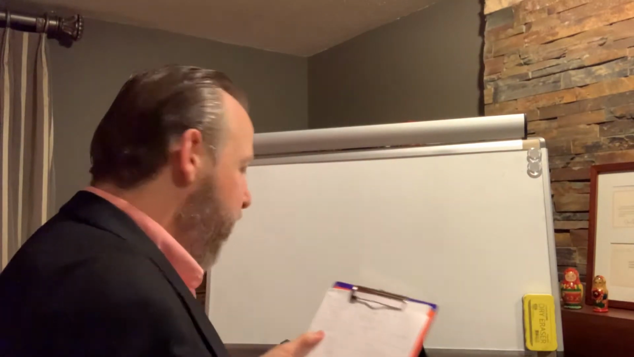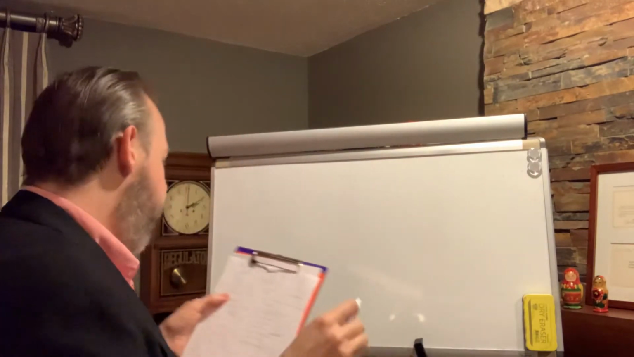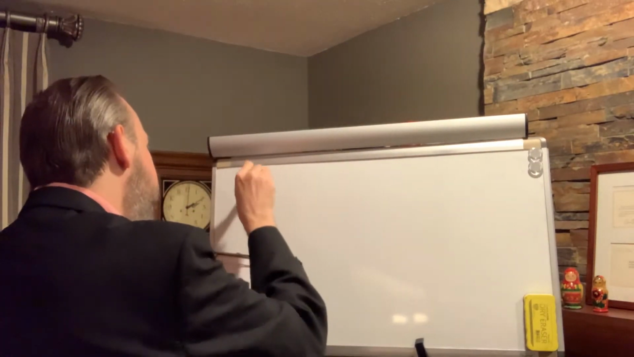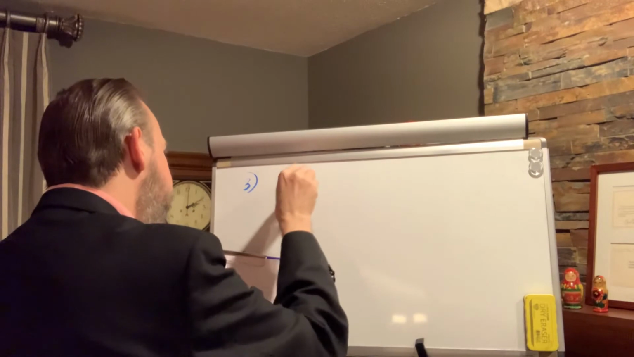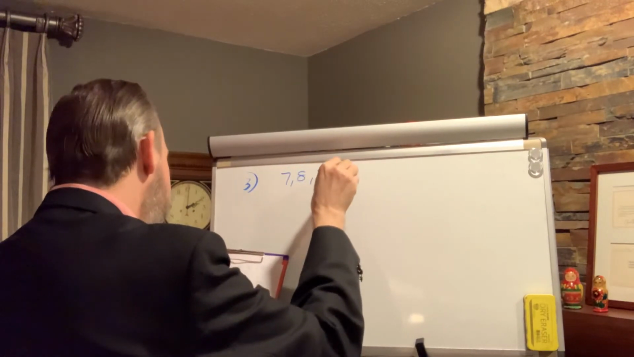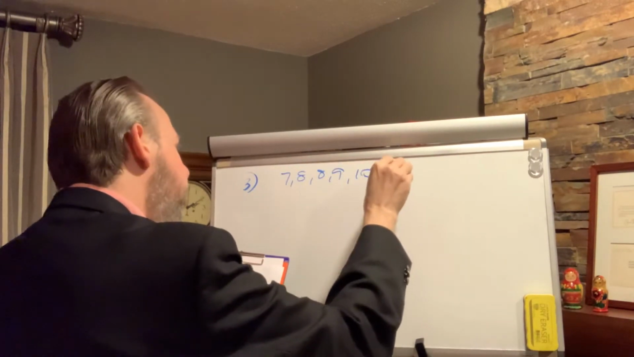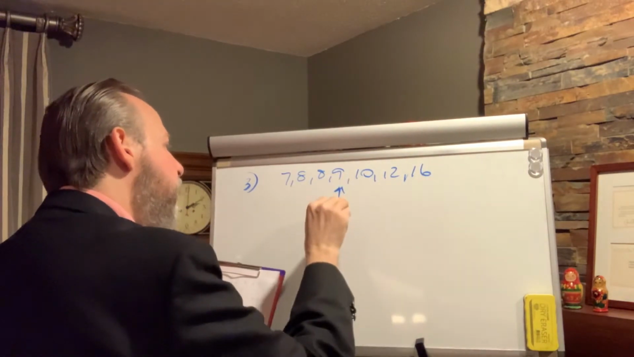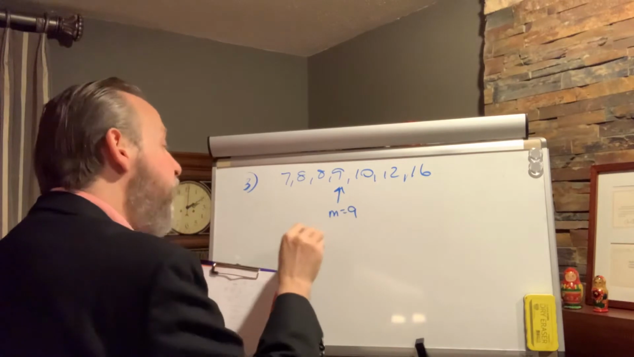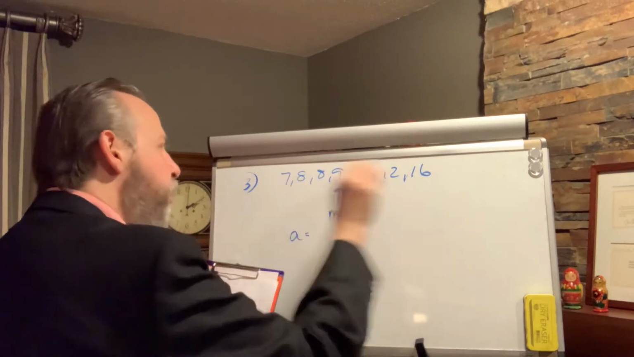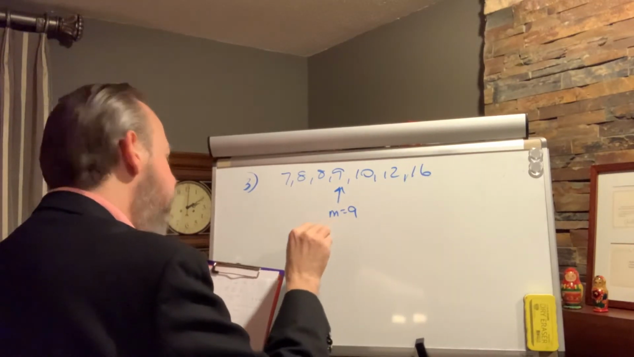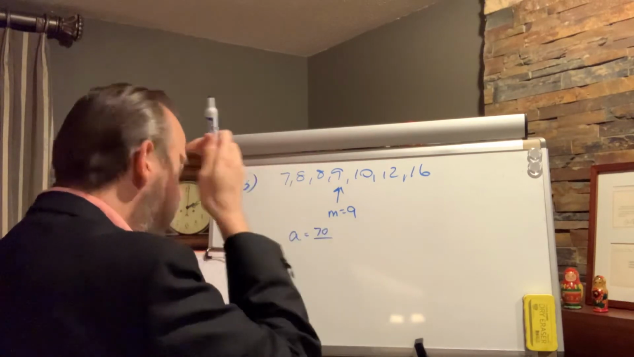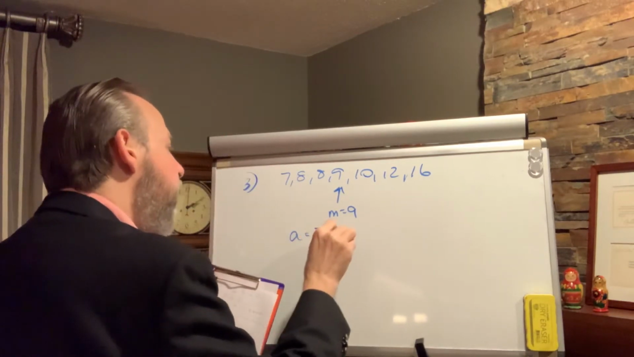Number 3 gave you the same prompt as before. We had this person who was pitching. I asked you to put them in order, so this is like number 3. Putting them in order, we had 7, 8, 9, 10, 12, and 16. You had to find the median, well, it was right there. Median equals 9. You had to find the arithmetic mean, which means you add them all up. They added to 70. And you divide by the number of terms. There were 7. And you get 10.